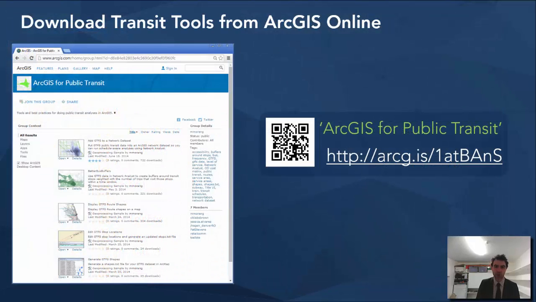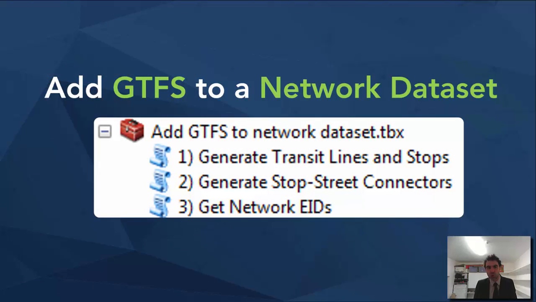But you're better off going to ArcGIS Online and downloading a free set of transit tools that will help you work with this GTFS data. They include step-by-step documentation, which was really pretty easy to use. So I'm just going to walk through the process of using probably one of the most popular toolboxes in those tools, getting the GTFS data and bringing it into a network data set. And the first step is to actually generate some spatial layers for the stops and the transit lines.